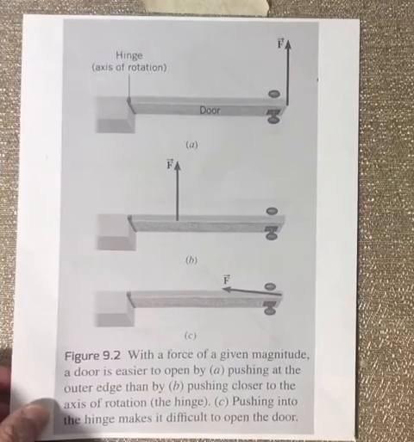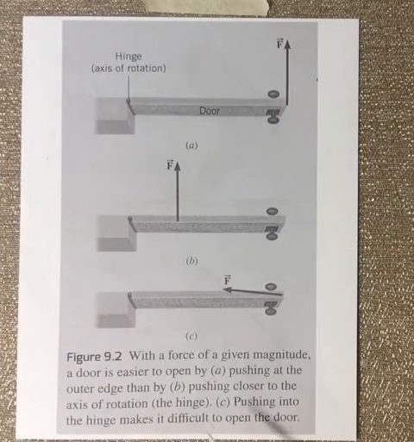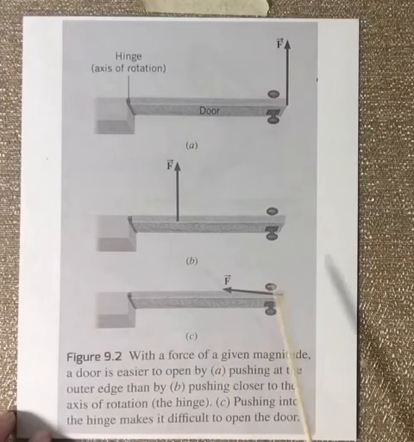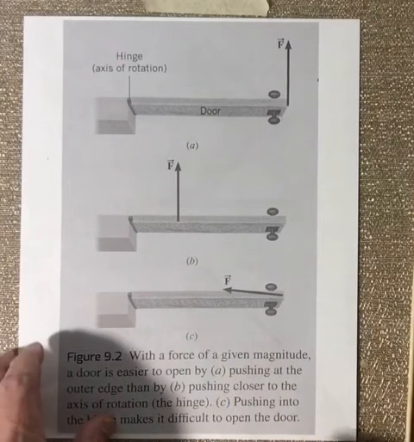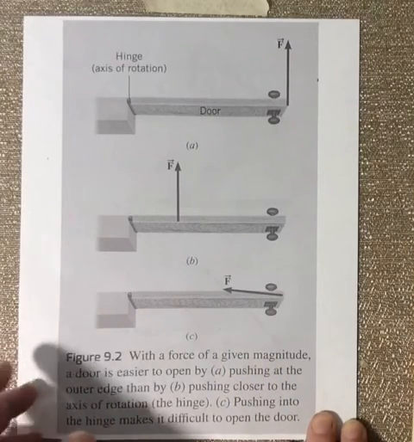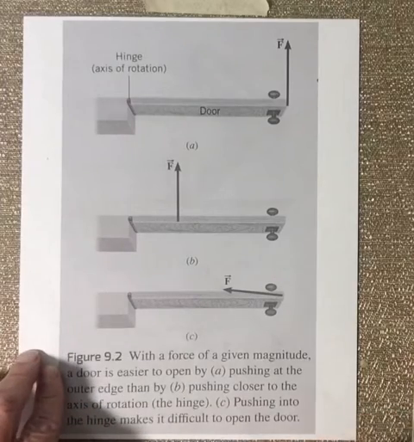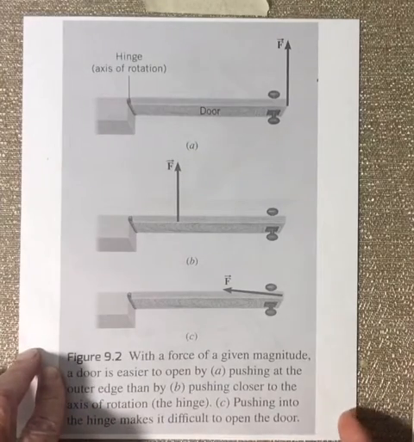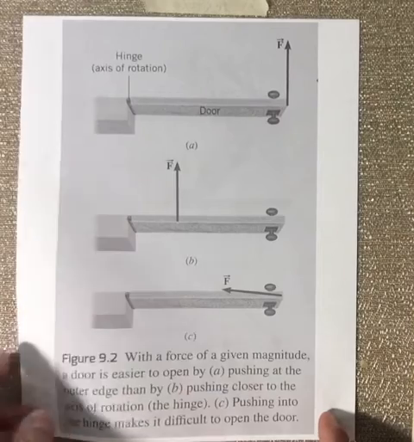Okay, this is a better picture here. Look at this: how the force is acting, which way you turn the knob to open the door, just trying to figure out the negative and positive tau.